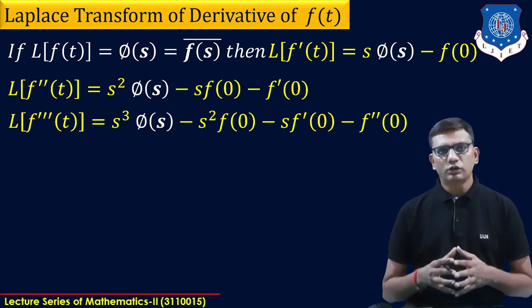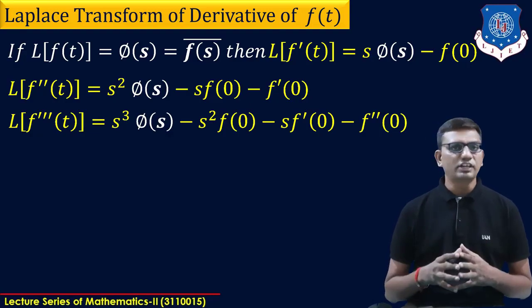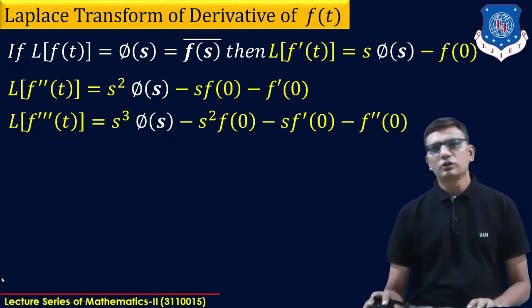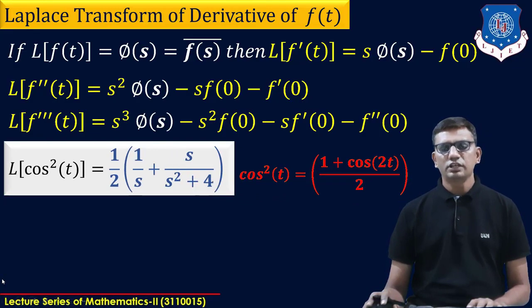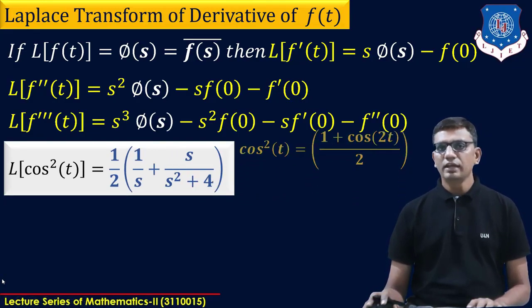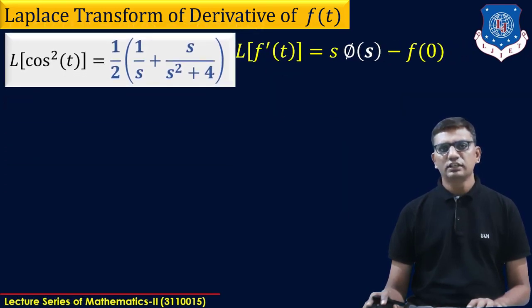Sometimes we will use these formulas to find the Laplace of cos square t, sin square t, cos t sin t, etc. Here the Laplace of cos square t is known to us, and it is obtained by the formula cos square t equal to (1 plus cos 2t) by 2. Now we will use the Laplace of f dash t to find the Laplace of cos square t, which is 1 by 2, 1 upon s plus s upon s square plus 4.